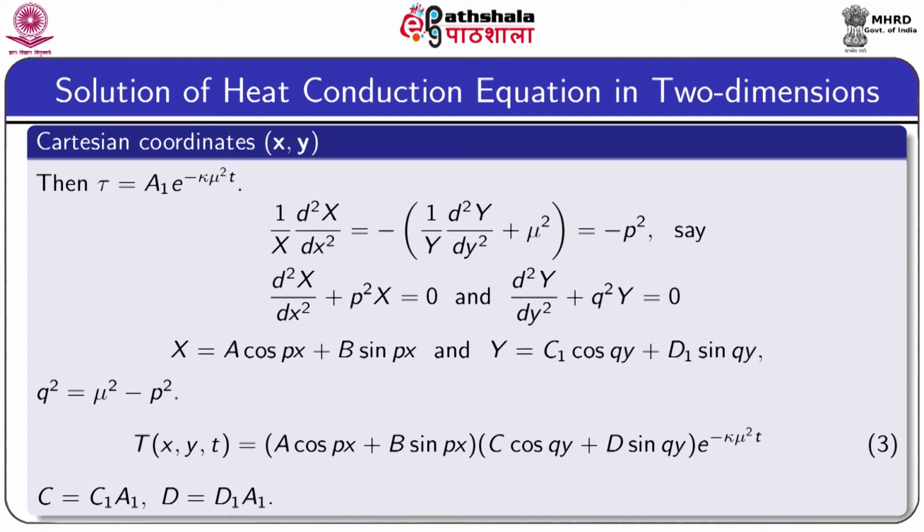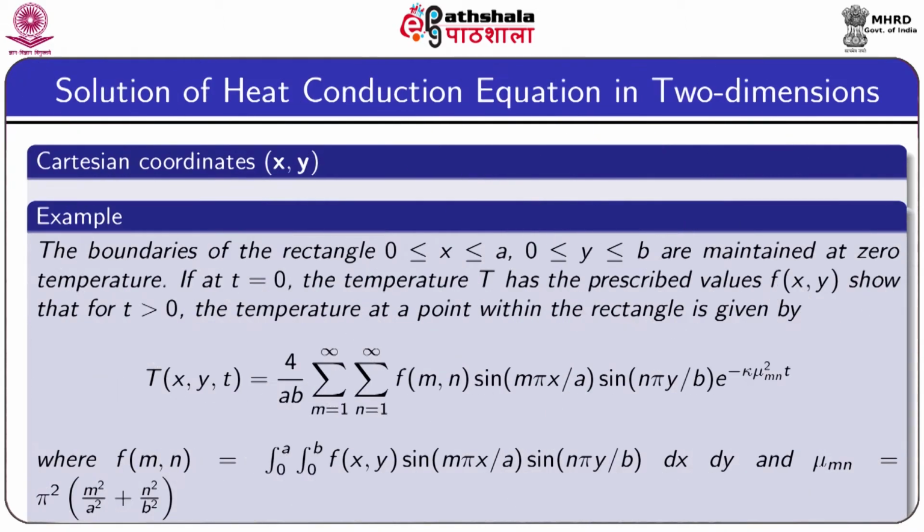Therefore, the solution of the two-dimensional heat equation in Cartesian coordinates can be written in the form which is given in equation number 3, where we have modified the constants in this way. Capital C is assumed as C1 A1 and capital D as D1 A1.